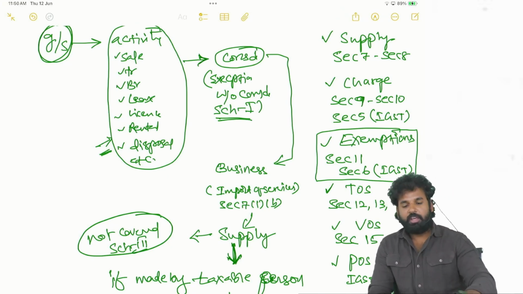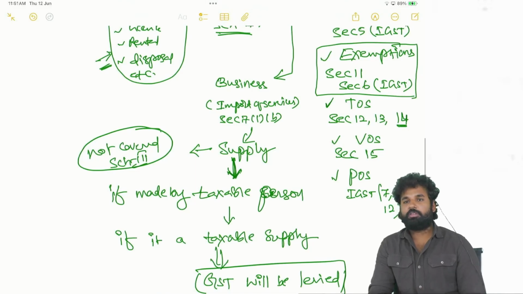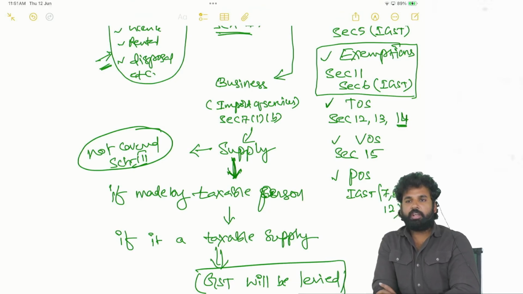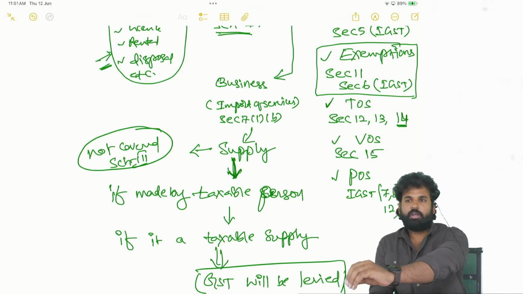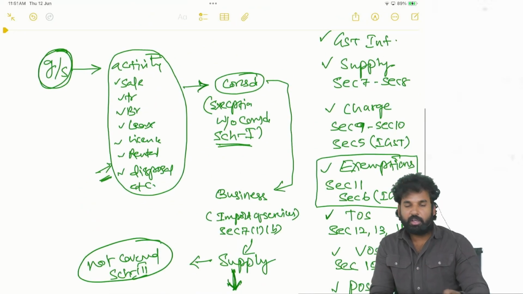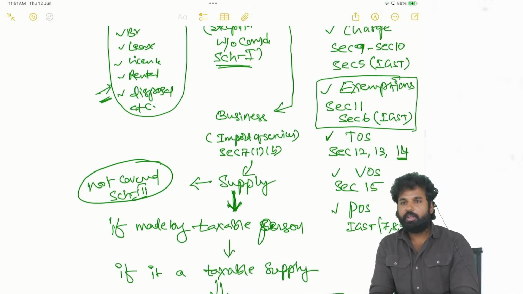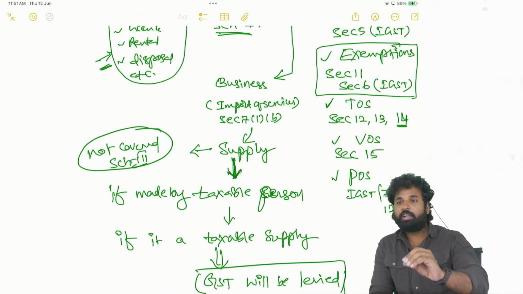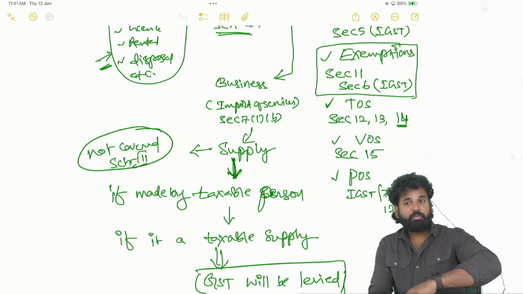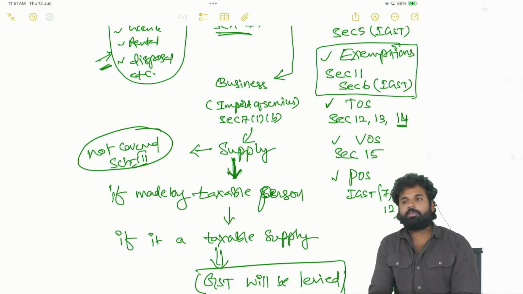So even if it is a supply, only if it is made by a taxable person will GST be levied. If it is not made by a taxable person, GST will not be levied. Let's say I'm into a pan shop business where I am doing just a turnover of 6 lakhs per annum. I am sitting at the desk of the pan shop, selling only 6 lakhs per annum. Even though I am dealing in goods, consideration is there, during the course or furtherance of business, that means it is a supply, and I am selling taxable goods, but still I am not a taxable person. That's why GST will not be there.